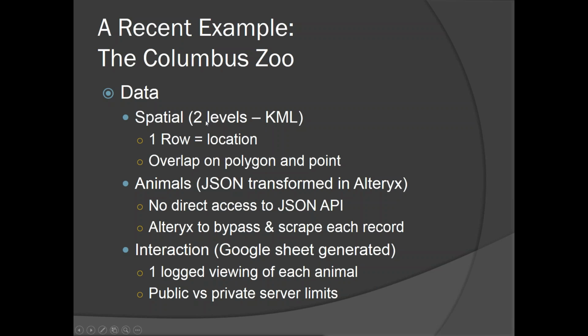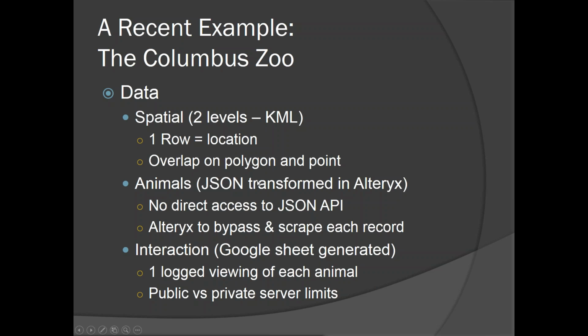But the data that I used was actually in 3 different pieces. Number 1, I needed spatial. They had a really cute map, but it was too much for the phone, so I said, no, no, no, this has got to go. So I went into Google and made some data points, both polygons and points, so that I could have the regions of the zoo and also the exhibits within the zoo. One row is equal to a location, but keep in mind there are 2 levels. I've got region and I've also got exhibit.